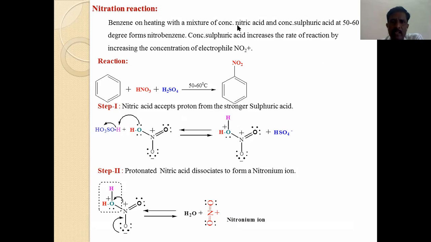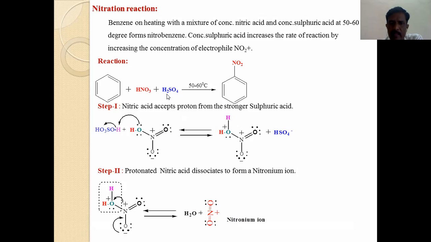Now, why are we using sulfuric acid? Because during the formation of nitrobenzene, only NO2 is used, which is generated from the nitric acid. So why are we using sulfuric acid? The role of the concentrated sulfuric acid is that it increases the rate of reaction by increasing the concentration of the electrophile, that is the nitronium ion. If we add sulfuric acid with nitric acid, the electrophilicity of the nitronium ion will be increased due to the presence of sulfuric acid. That's why we are adding sulfuric acid with concentrated nitric acid here.